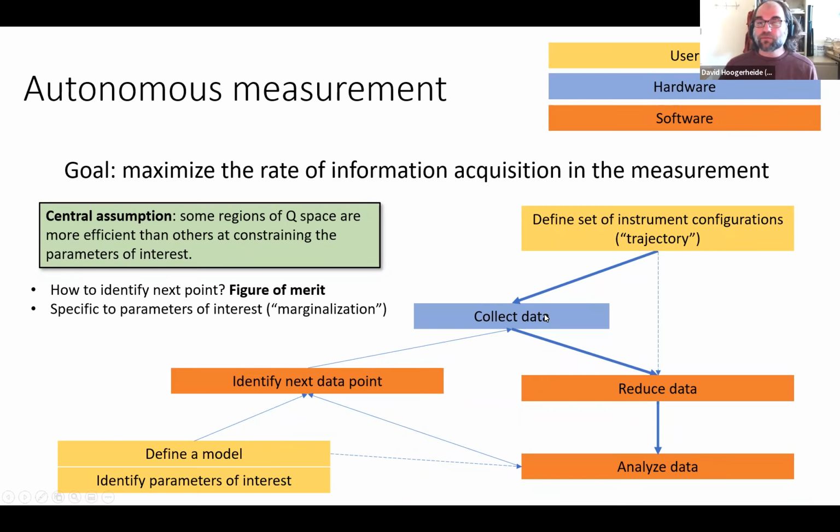And then we go collect some more data at the data points that we think are the most likely to give us the information we want. We reduce that, we analyze it, and we go around the circle. So this is how an autonomous measurement works. The identification of the next point, I'm going to call that algorithm. It's going to produce something called a figure of merit, a sort of optimization function, or in other parts of this field, it's called an acquisition function. And also I'll talk about how to make this specific to the parameters of interest.